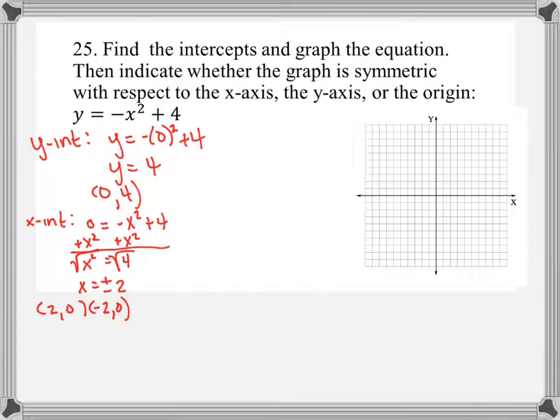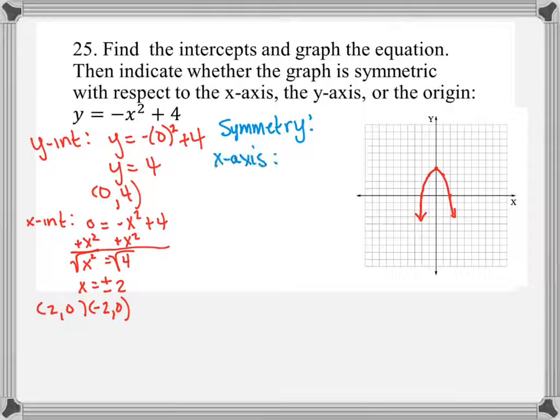Let's look at the graph. We can plot our y-intercept. We can plot our x-intercepts. I have a couple other points plotted in between. And I can draw in my parabola, which is opening down.